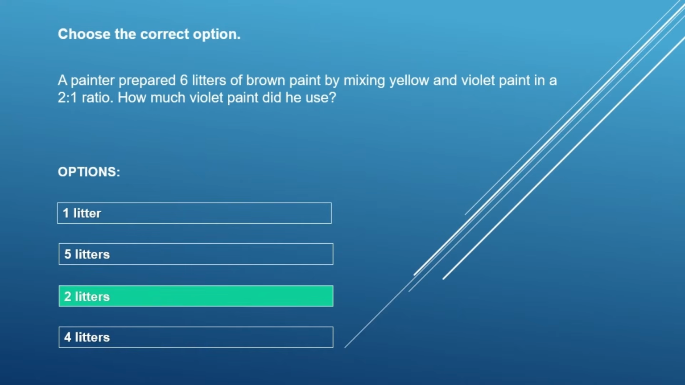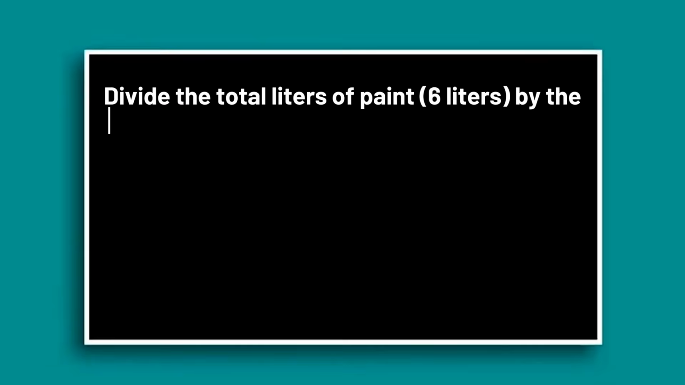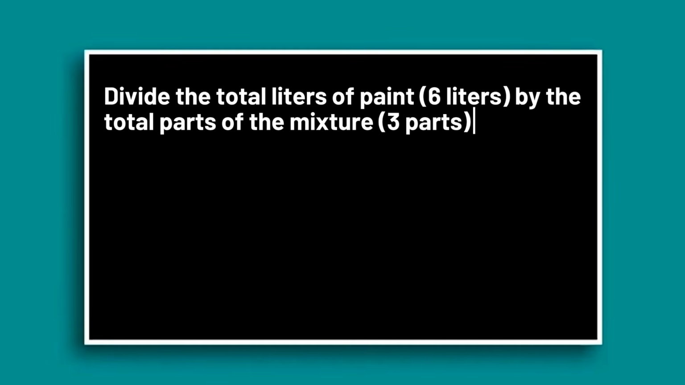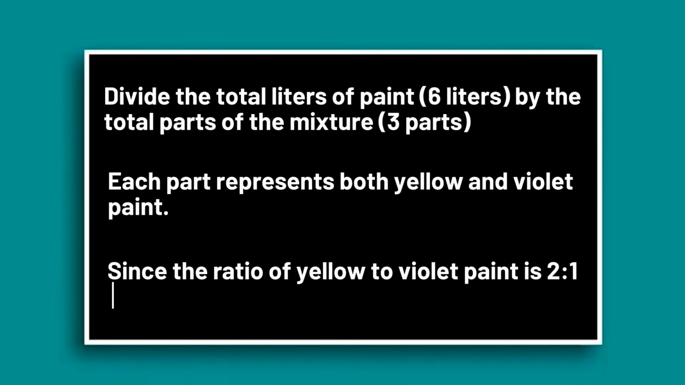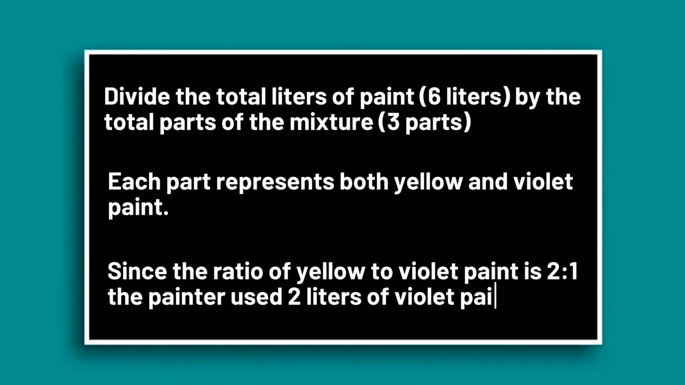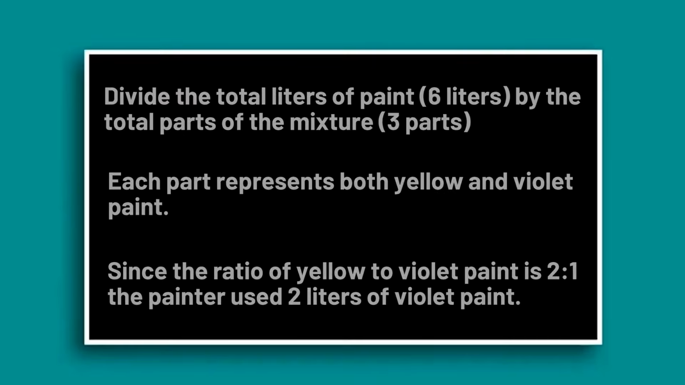But anyways, it wasn't that difficult as well. In order to find out how much violet paint the painter used, divide the total liters of paint, which in this case is 6, by the total parts of the mixture. Each part represents both yellow and violet paint. Since the ratio of yellow to violet paint is 2:1, the painter used 2 liters of violet paint. Let's look at our next question.